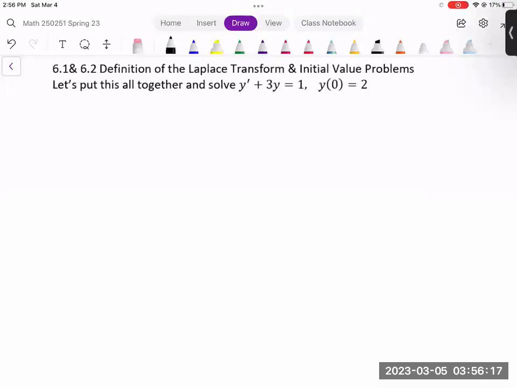Okay, so here we have an initial value problem. We are going to solve it using a Laplace transform. So our first step is we're going to take the Laplace transform of both sides.